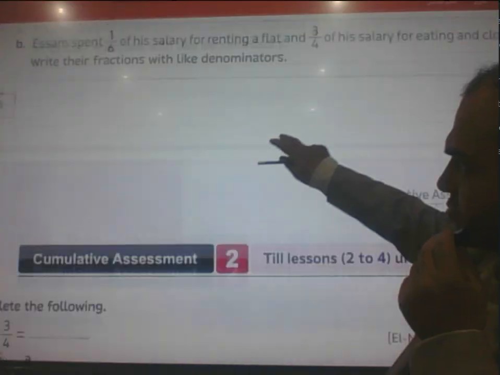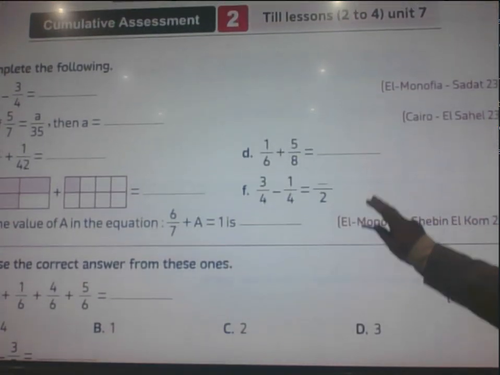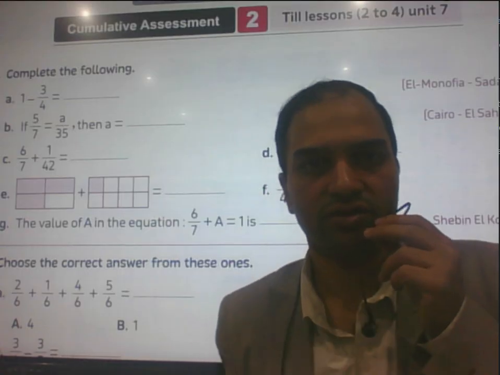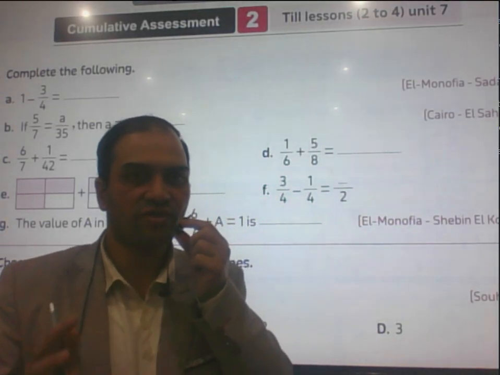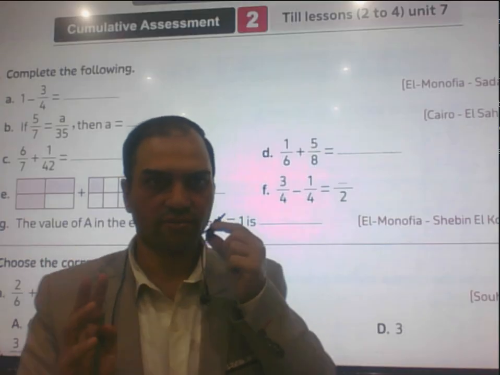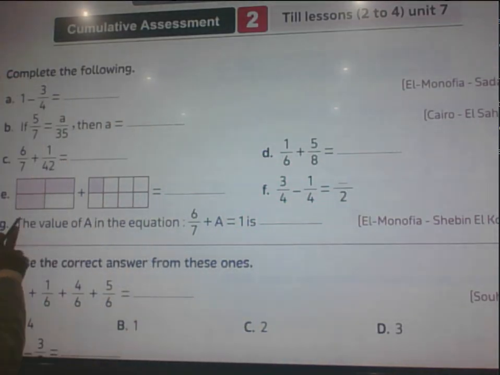Next page. Cognitive assessment number 2. First question here. We have question number 1: 1 subtracted by 3 over 4, we can find the difference. We know 1 equals 4 fourths. Then the fourths, the answer will be this.